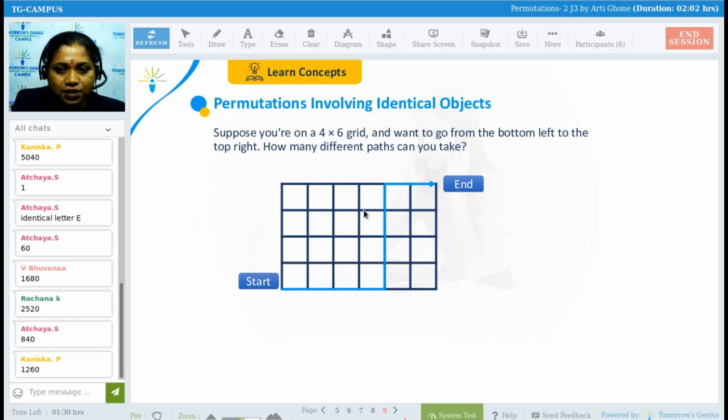Now, suppose you are on the 4 by 6 grid and you want to go from the bottom left, the start position they have given, to the end position, top right. How many different paths can you take? Like this one will be one path. Otherwise I'll go straight and then go. Whichever you want, the simplest, that one you will follow. Same technique is over here.